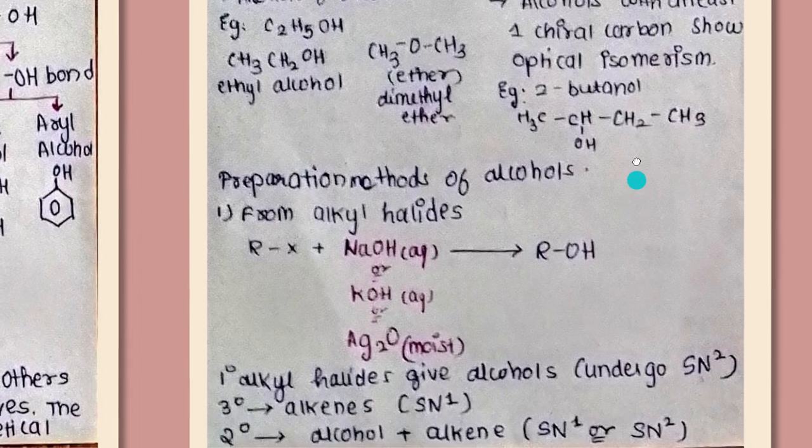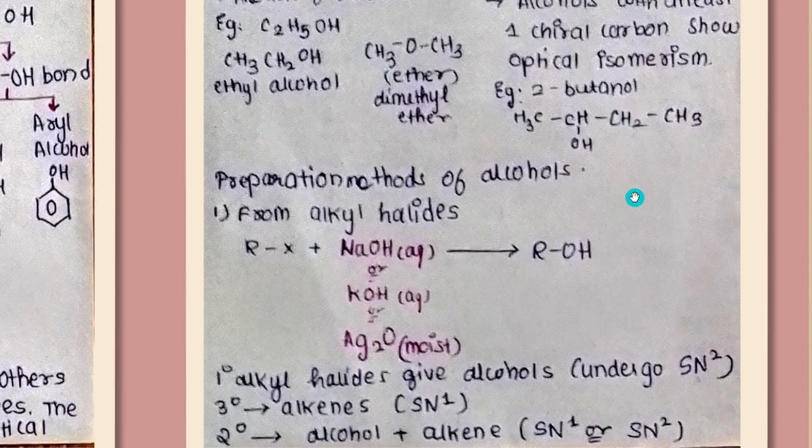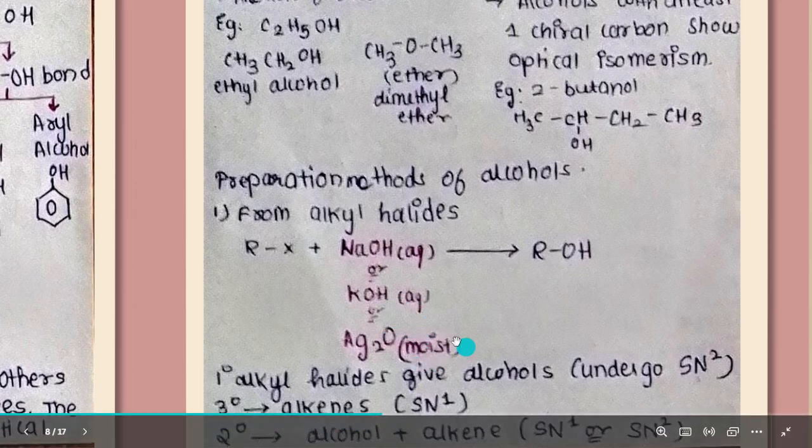Now coming to the preparation methods of alcohols. First, from alkyl halides, that is RX. This RX plus NaOH or KOH, and this NaOH and KOH should be in aqueous medium, because we need OH, right? Aqueous medium, or Ag2O in moist medium. Again, why moist? Because we want H2O, right?